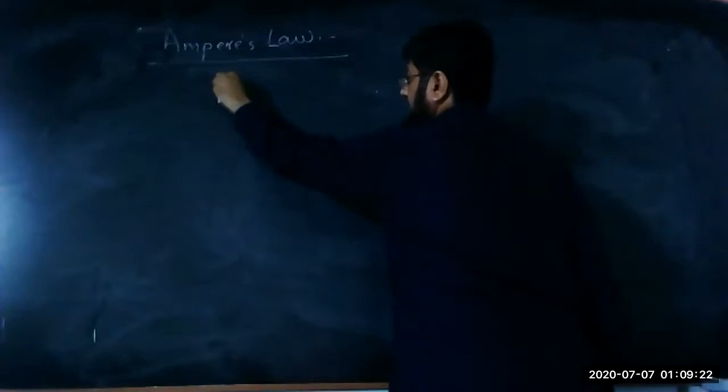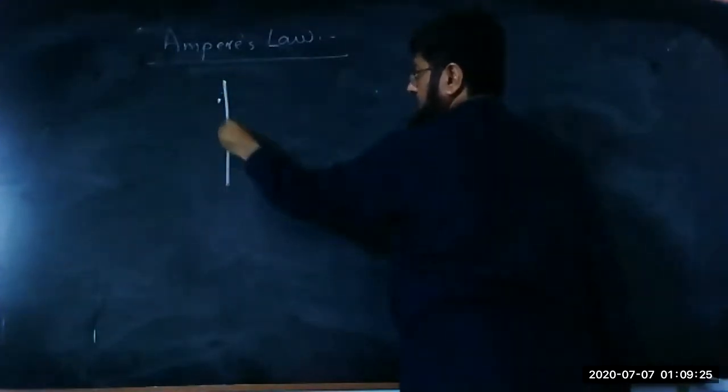So last lecture we were discussing Ampere's law, or sometimes we call it Ampere's circuital law. Ampere's law states that if we say that this is the wire in which the current is flowing in this direction.